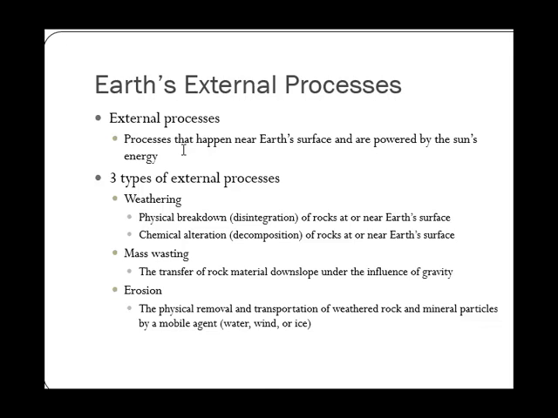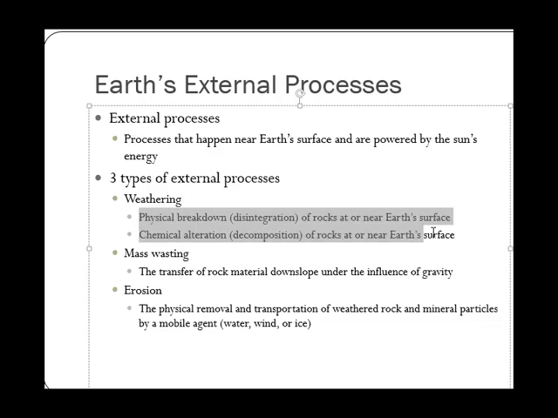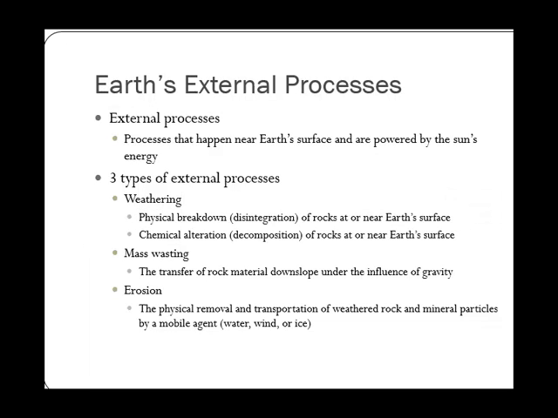Well, there are three basic types of processes that are powered indirectly by the sun's energy. You have weathering. Weathering is a physical breakdown of rocks at the Earth's surface, or a chemical alteration of rocks. You could have chemical weathering or physical weathering. We'll learn some different types of processes of how this weathering happens, but weathering is when rocks break down, which could happen because of physical reasons or chemical reasons.